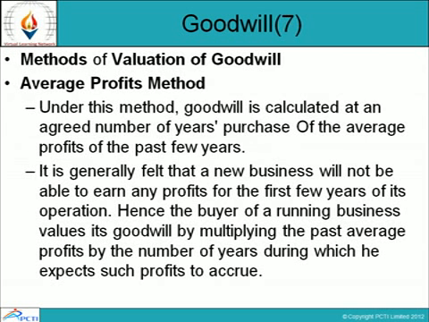Methods of valuation of goodwill. First method is average profit method. Under this method, goodwill is calculated at an agreed number of years purchase of the average profit of past few years. It is generally felt that a new business will not be able to earn any profits for the first few years of its operation. Hence, the buyer of a running business values its goodwill by multiplying the past average profits by the number of years during which he expects such profit to accrue.